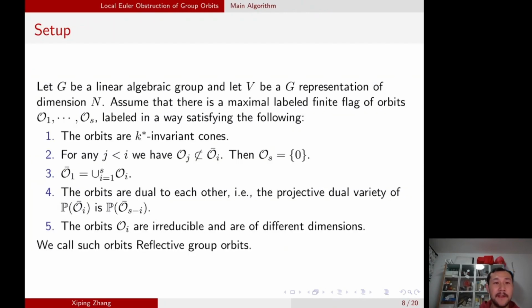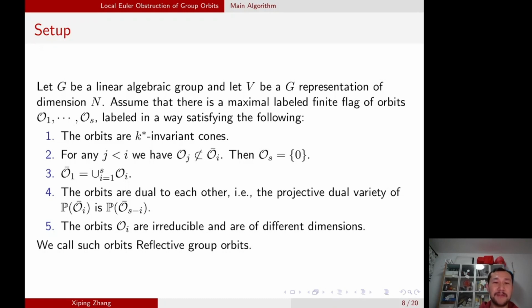Okay. So now, after the preliminaries, we are going to talk about the main object we are going to study here. We consider a linear algebraic group, which we want to be connected, and we consider its finite dimensional representation V. We assume that among all the orbits, which could possibly be infinite, there is a maximal flag. This is a finite flag of orbits. By maximal, it means that you cannot put in more orbits satisfying the following properties.